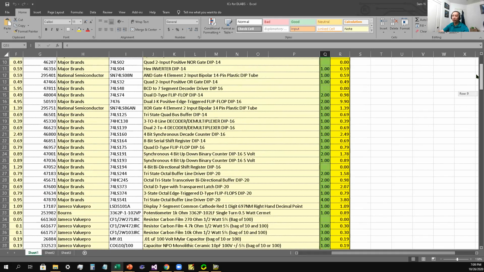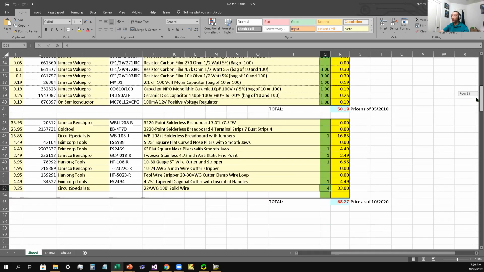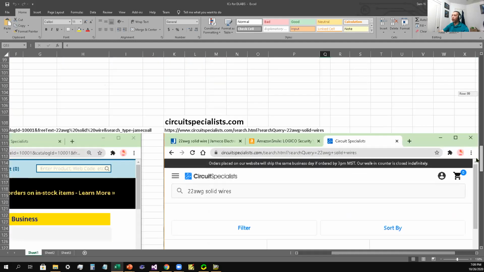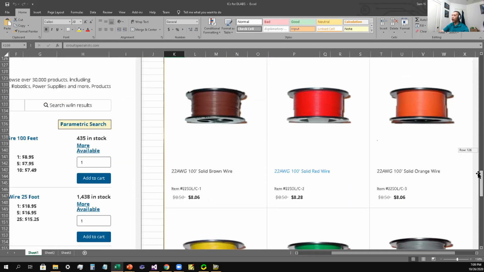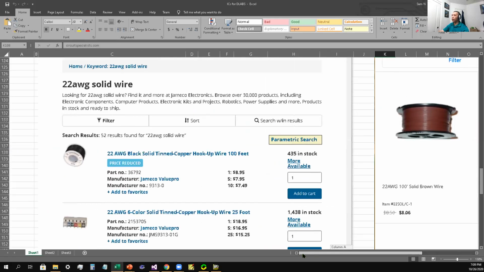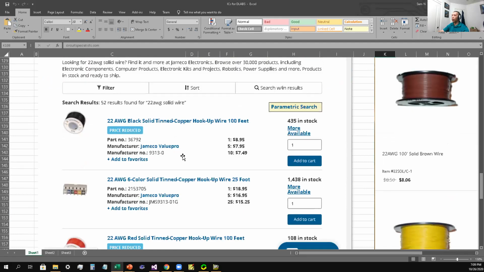So this is my personal list that I compiled when I went through this class. This is where I go through and find out. Here's Circuit Specialists. They have these. So here's the wire, a 22 gauge solid. As you can see, the pricing is listed on there. And this one is from Jameco. You can see the listing of the wire here. This one is also 22 gauge. If you buy one, it's $8.95.